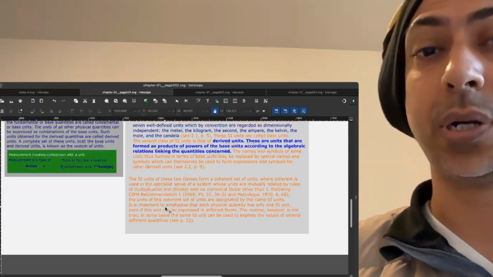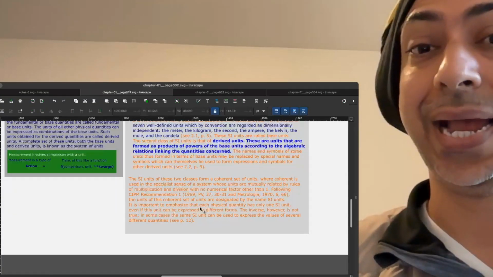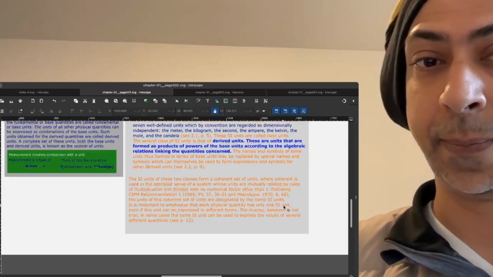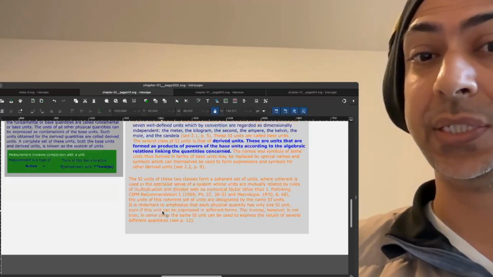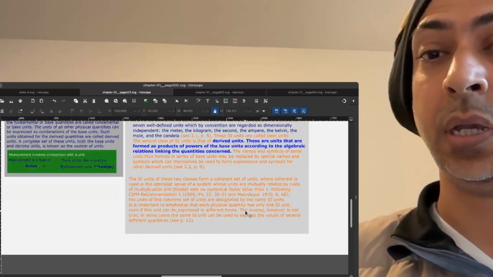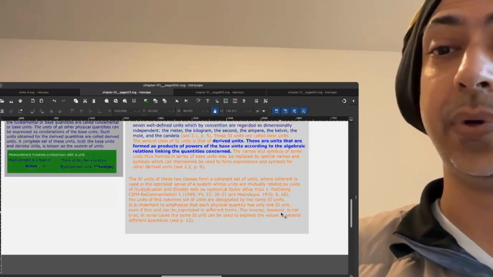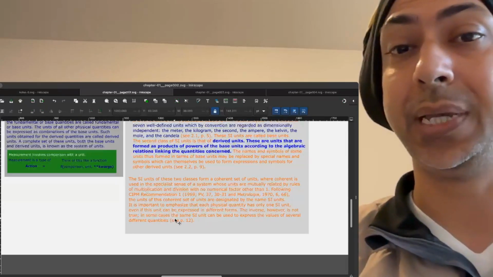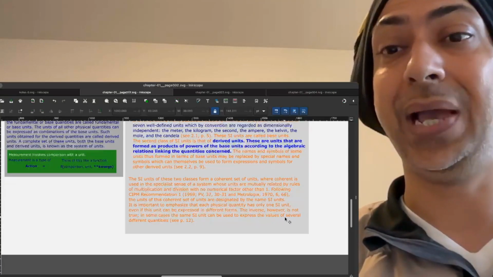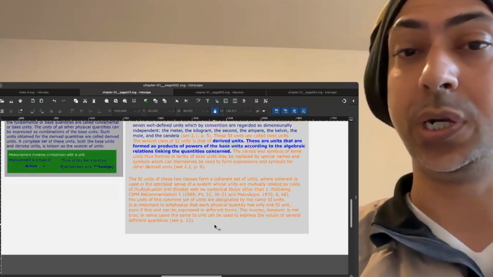It is important to emphasize that each physical quantity has only one SI unit, even if this unit can be expressed in different forms. The inverse, however, is not true. In some cases, the same SI unit can be used to express the values of several different quantities.